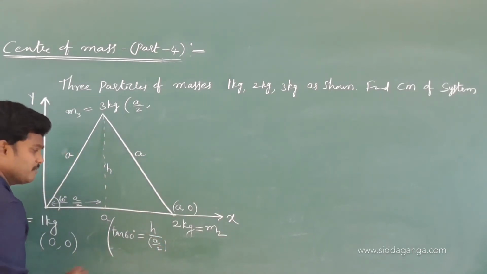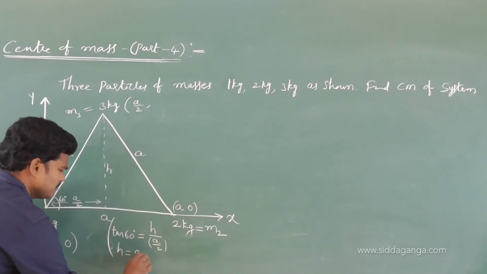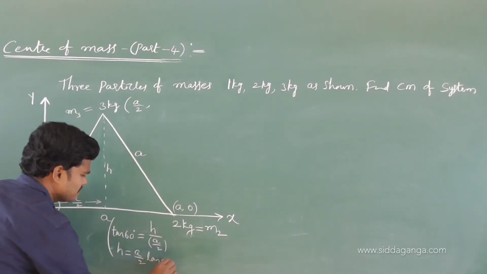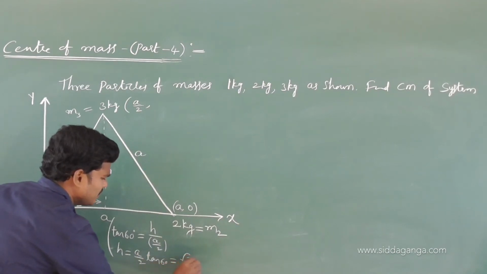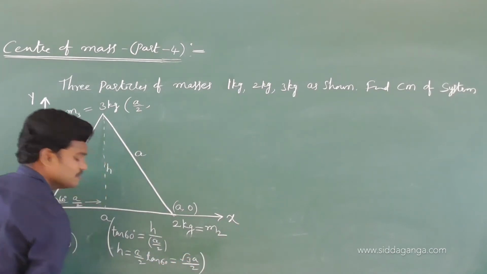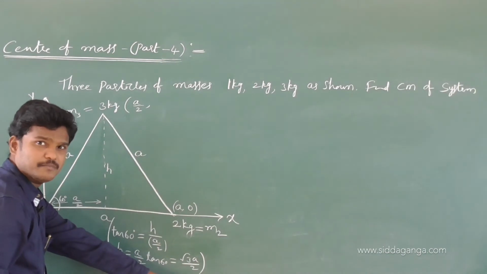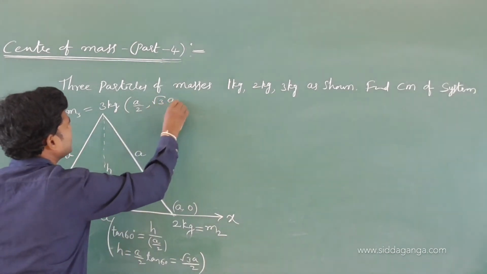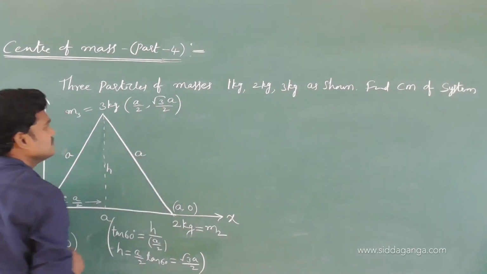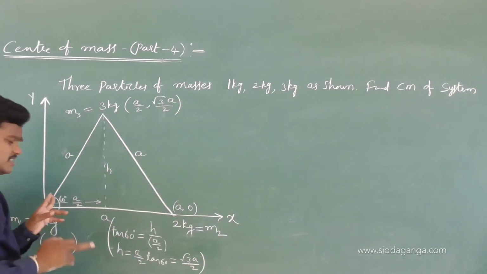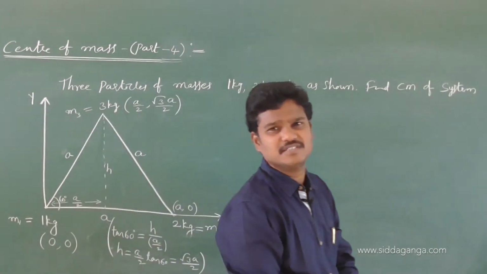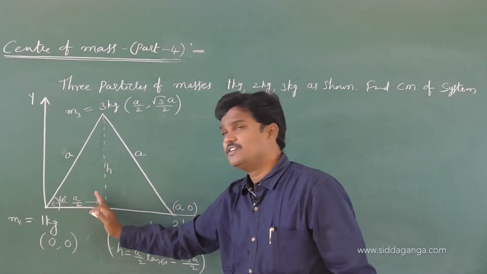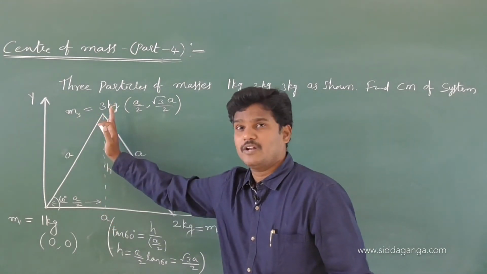So, H is equal to A by 2, tan 60, root 3. So, root 3 A by 2, root 3 A by 2. So, what are the coordinates here? Root 3 A by 2. Use Pythagoras theorem, otherwise this is an equilateral triangle, so you can use tan 60. So, 60 degrees, 60 degrees, 60 degrees, and the height we need to find.